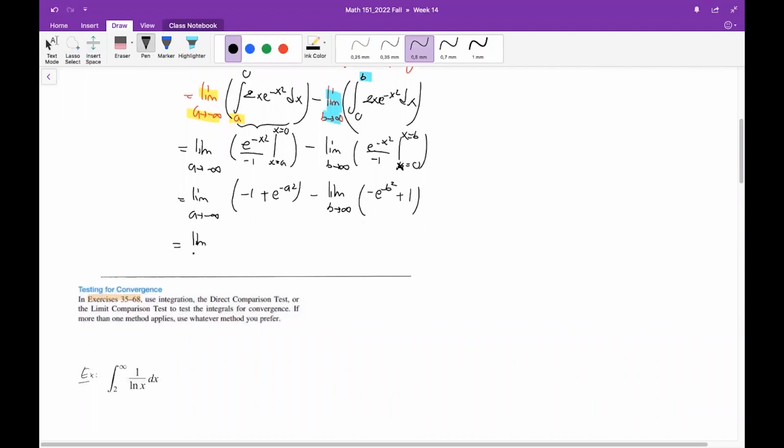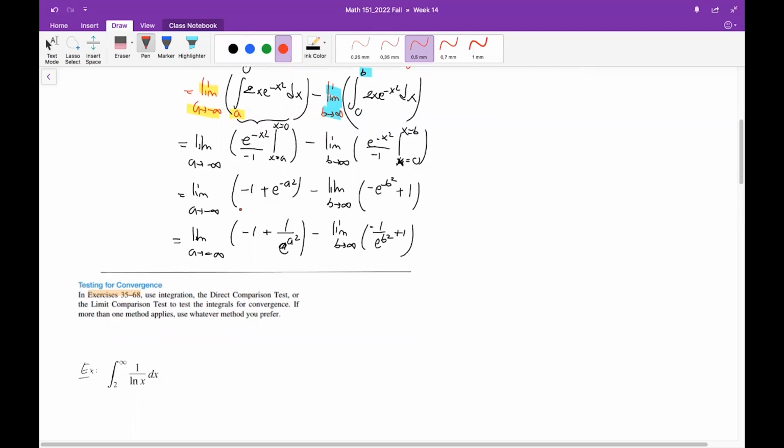Let me write this down again. As a goes to minus infinity, minus 1 plus 1 over e to the power a squared. And as b goes to infinity, 1 over b to the minus 1 over b to the power b squared, e to the power b squared plus 1. Okay, time to compute the limits.